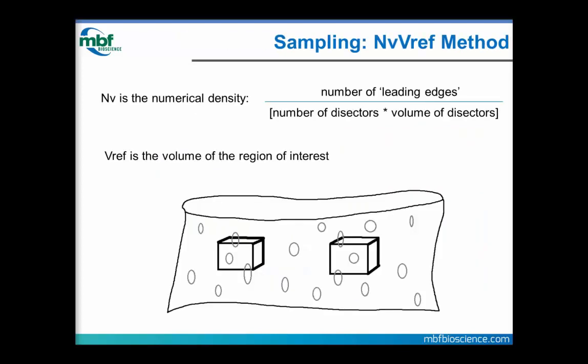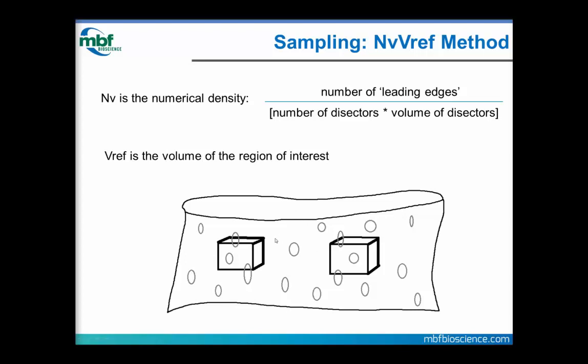Now, how do we go about getting the estimate after we've done our sampling? So here is a little sketch of a dissector. This cell and this cell would be counted because their tops are in the dissector. We need to use thick tissue, 20 or 25 or 30 micron thick sections.